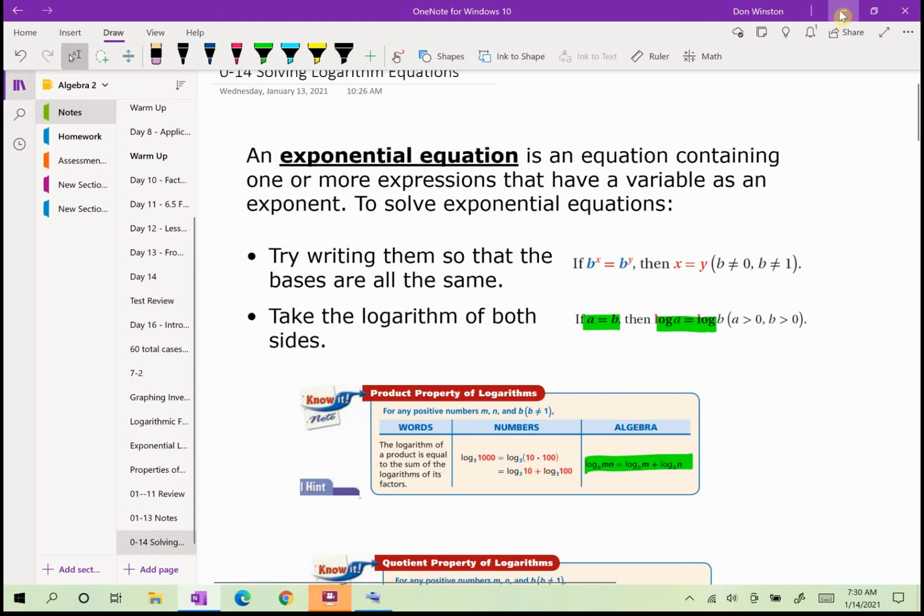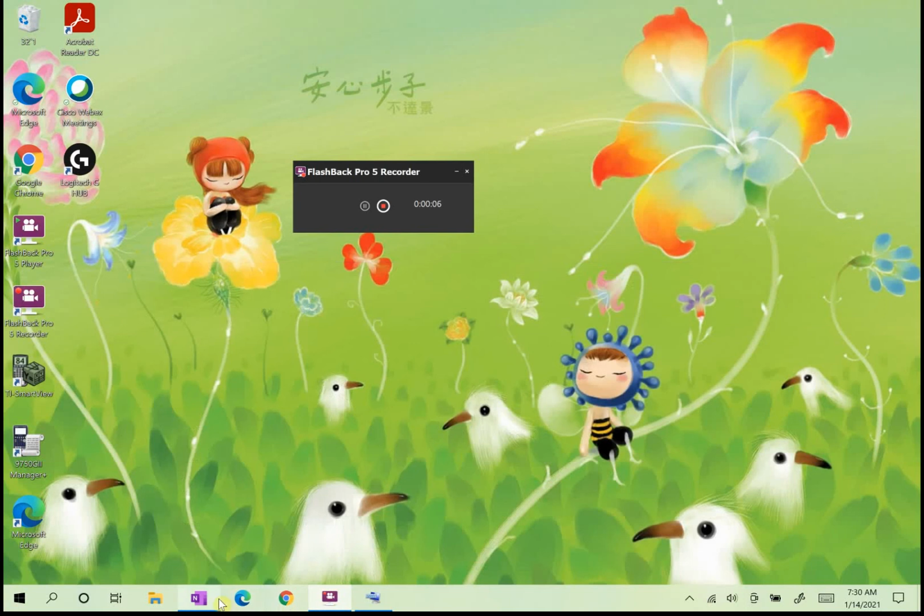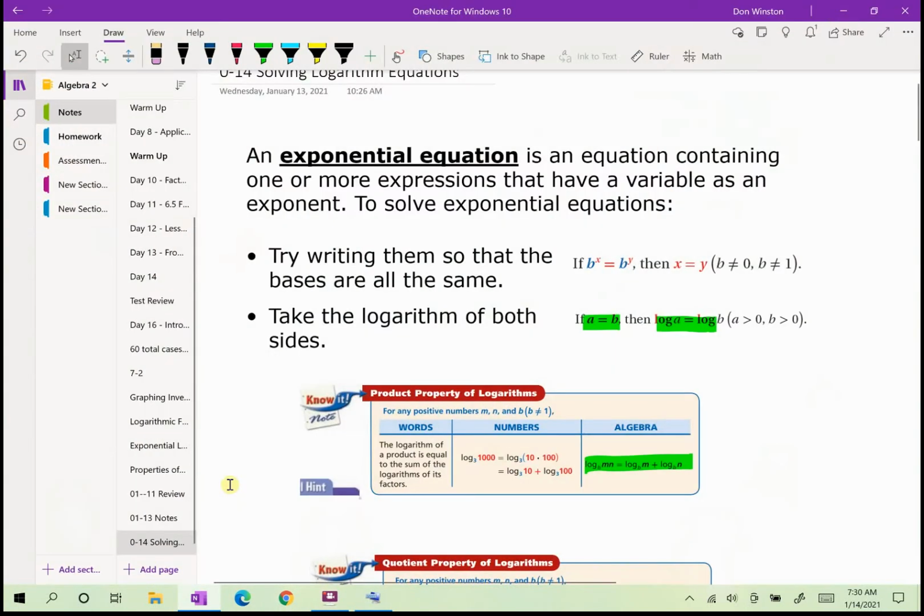Okay, good morning everyone. Today we'll continue our quest in solving exponential and logarithmic equations. Yesterday we solved exponential equations. Today we'll solve logarithmic equations, and for the most part we'll be making use of the fact that if log of A equals log of B, irrespective of the base, then we can say with certainty A is equal to B, provided A and B are greater than 0.